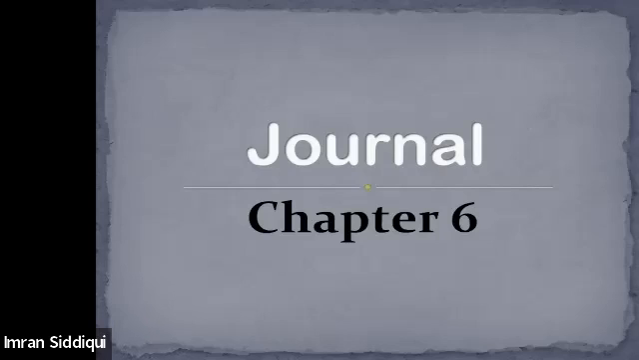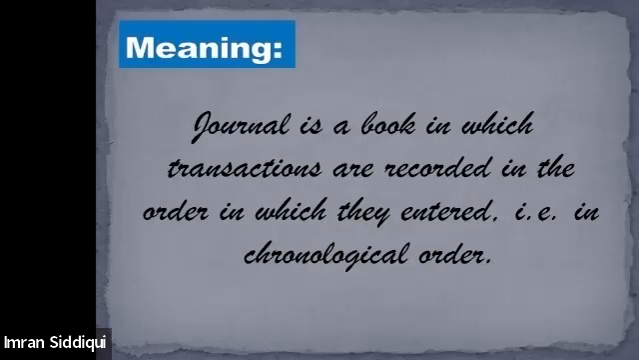Anyways, let's continue. In the last class, we started this chapter, journal entry. First, we discussed the meaning of the journal. Journal is a book in which transactions are recorded in the order in which they occurred, or you can simply say a journal is a book of account that records all business transactions in chronological order.